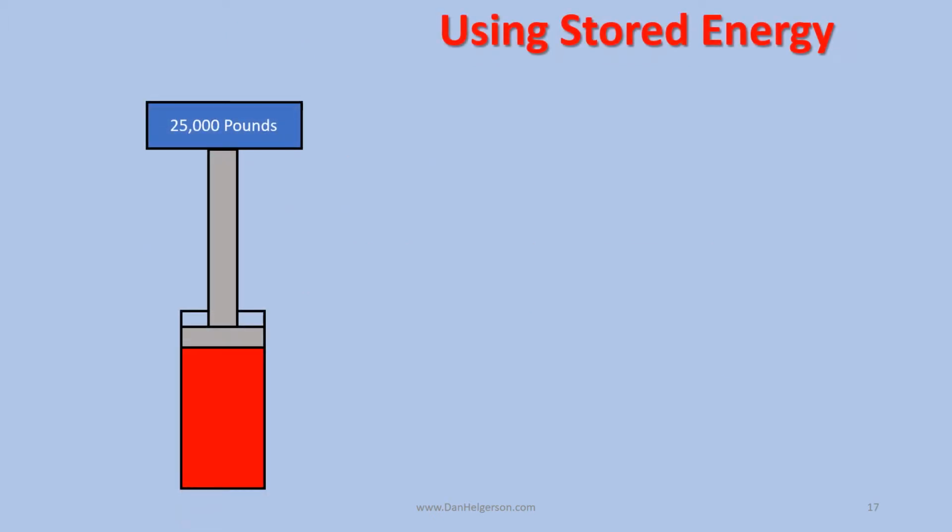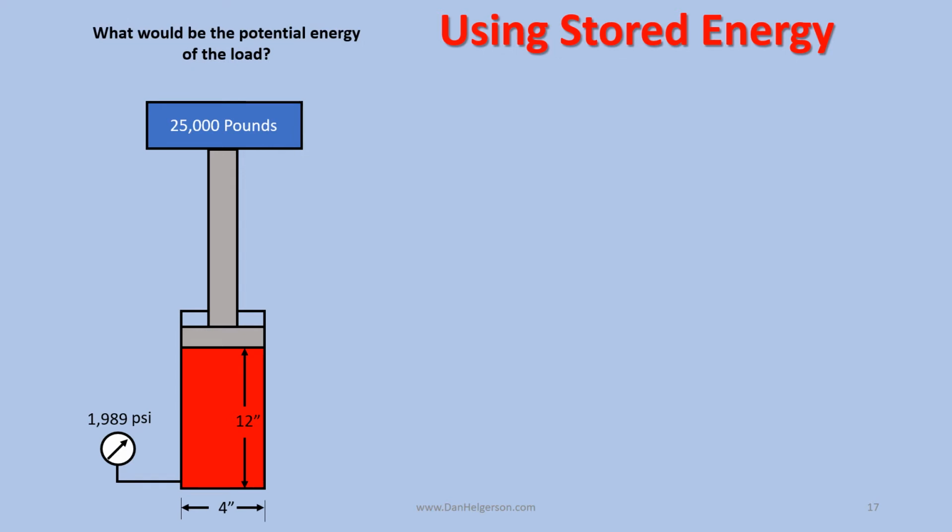Using stored energy. Here we have a load of 25,000 pounds that is being held up by a column of fluid. We're going to assign some measurements here. It's a 4-inch bore cylinder. We have lifted the load 12 inches. What would you expect the pressure to be at this gauge? Well, when we divide the load by the area of the cylinder, we find that we have 1,989 psi. What would be the potential energy of the load? Well, we've raised 25,000 pounds 12 inches, so that means that we have 300,000 inch-pounds potential energy.